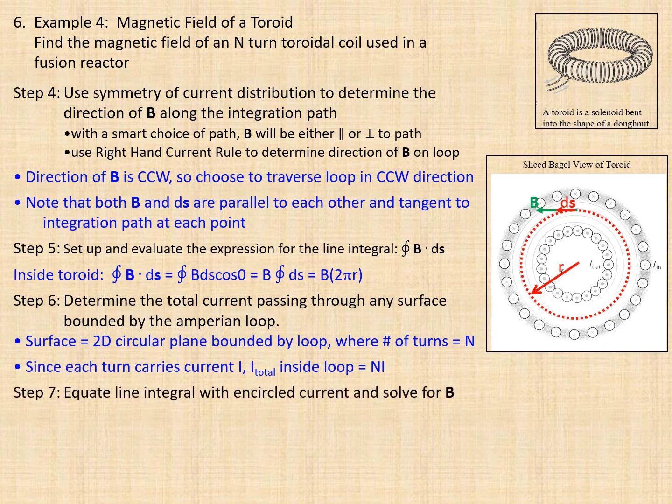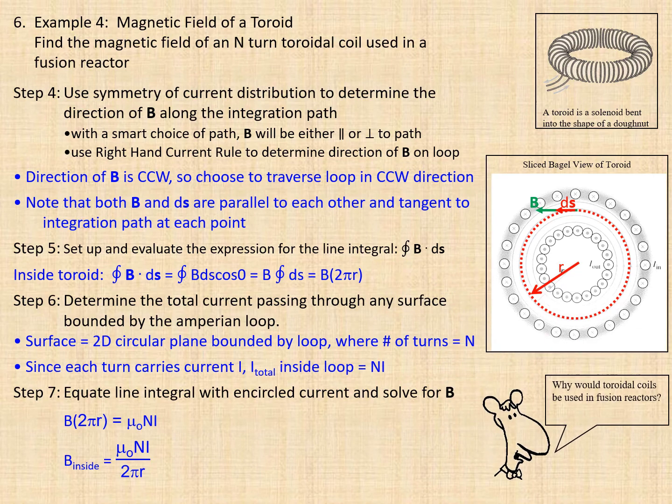And finally, applying Ampere's law, equating left-hand side with right-hand side, we can solve for the magnetic field, and we get the following expression: the field inside that toroid is equal to mu naught, the permeability constant, times the number of turns times the current, divided by the factor 2 pi r.